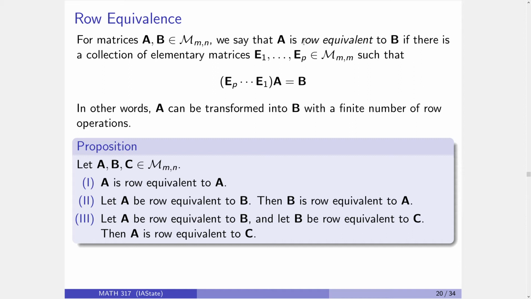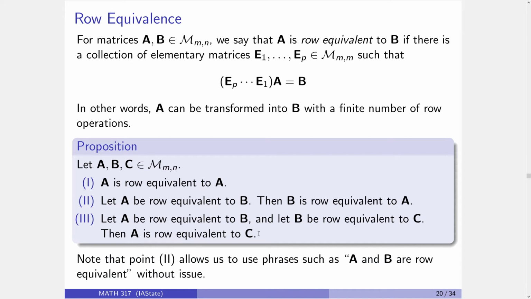Alright, so just like linear isomorphisms let us classify the realm of vector spaces by saying, okay, if you have a linear isomorphism from this vector space to that one, they're the same thing, row equivalence will play the same role, and in fact will prove the same three things. Every matrix is row equivalent to itself. If a matrix is row equivalent to another one, then we can go backwards. And if A is row equivalent to B and B is row equivalent to C, then we can jump from A to C. And again, note that point 2 lets us use the phrase A and B are row equivalent without that being problematic.